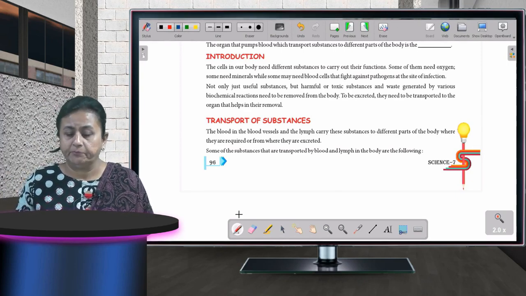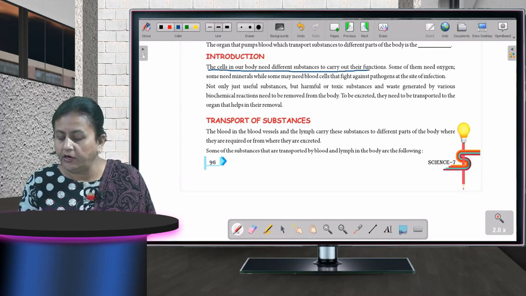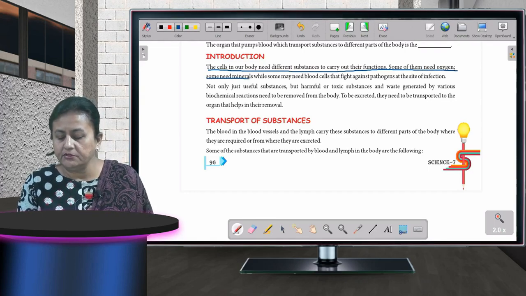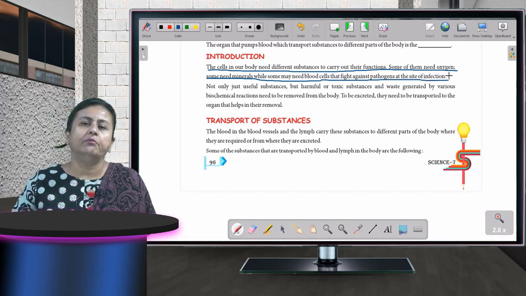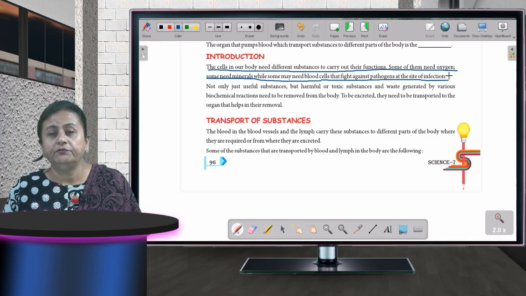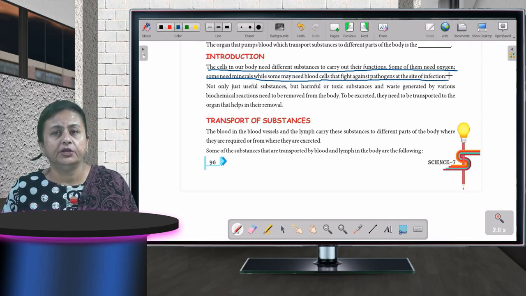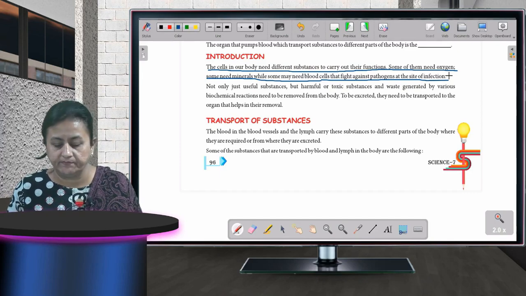Okay, so to start with, the cells in a body need different substances to carry out their functions. Some of them need oxygen, some need minerals, while some may need blood cells that fight against pathogens at the site of infection. Children, our body, sometimes we get infected also, we are not well. So what does a body have? A body has an immune system so that it can fight that disease, okay?